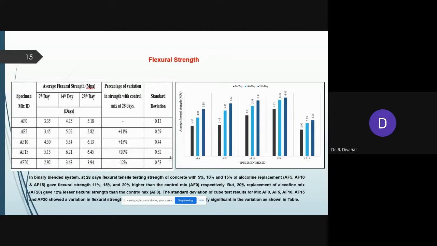For flexural strength also, up to 15% was optimum. After that, it was reducing. The replacement of 5% increased it by 11%, 10% increased it by 15%, and 15% increased it by 20%. After 15%, the properties were reducing in this scheme. But the standard deviations are similar for all the values.